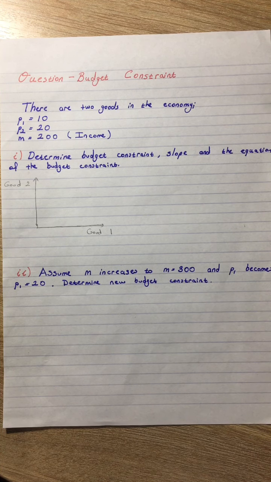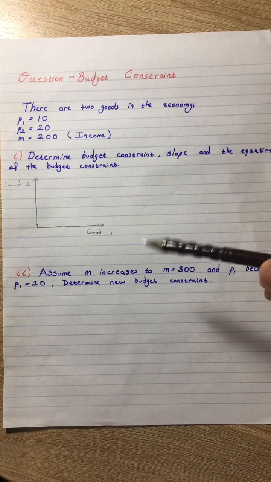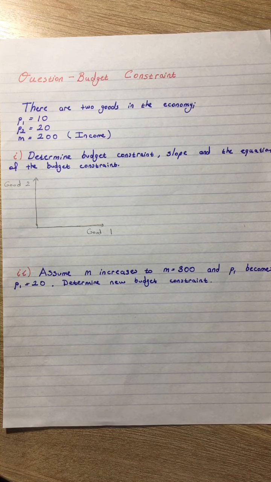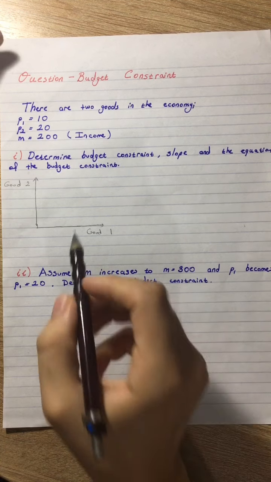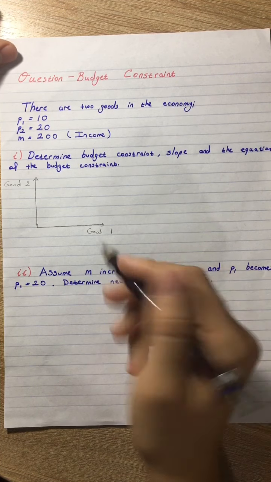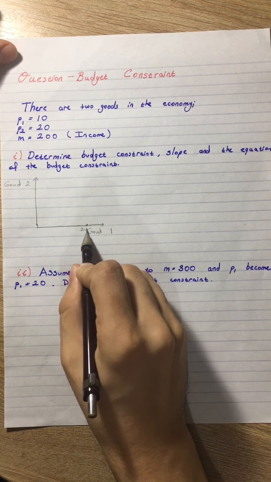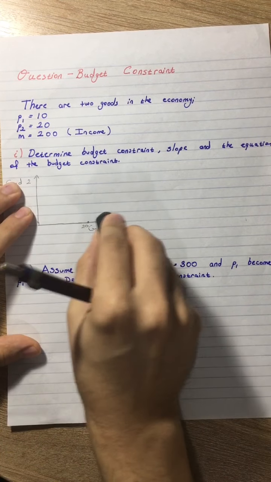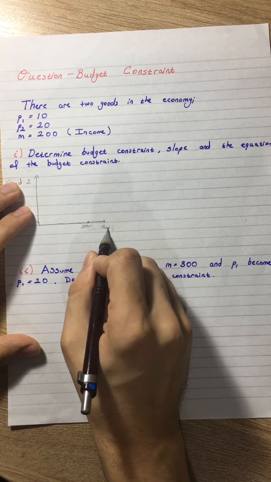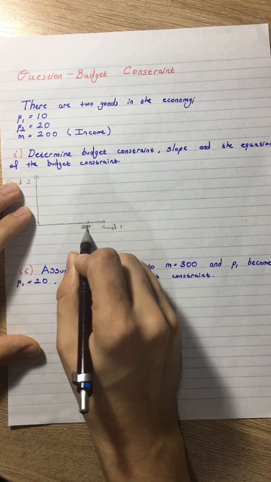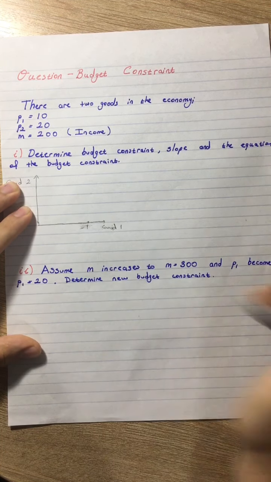I use the same strategy as I have used before and graph a 2-dimensional graph. First, we have to determine the intercepts. To find the intercepts, let us suppose that we buy good 1 with all of our income. If we use our income only on good 1, we can buy 20 units of good 1.